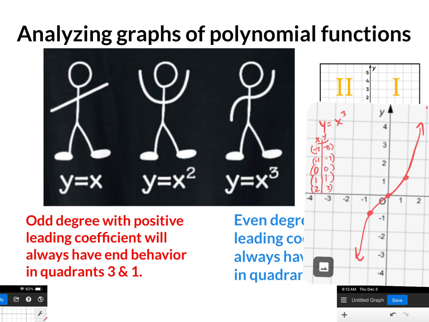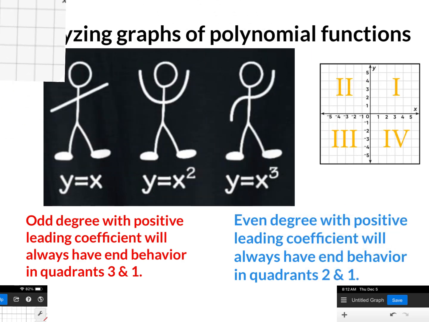Now, what would happen if we were to put a negative in the leading coefficient right there or right there? All it does is it reflects over the x-axis. So this guy would reflect over the x-axis like this. This guy would reflect over the x-axis like that. Does that make sense? Good.